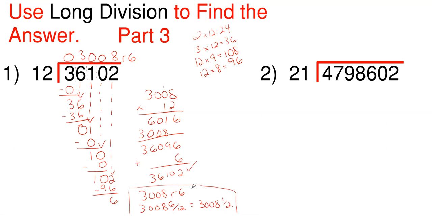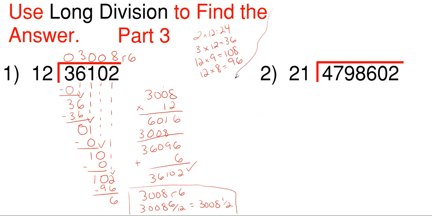Just keep in mind that when you're dealing with these larger numbers, your remainder should always be smaller than your dividing number. If you're getting a remainder that's larger than your dividing number, you did something wrong somewhere throughout this long division. So maybe have to go back and find that error. All right, so that's my first one.